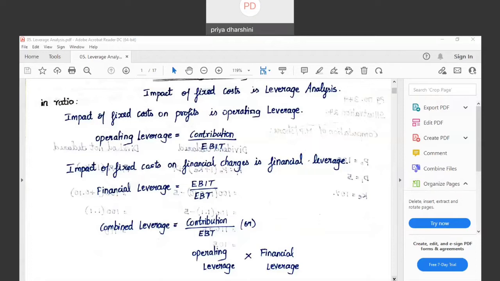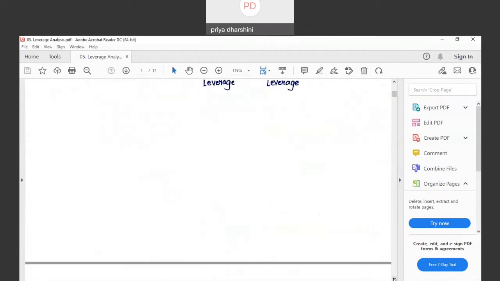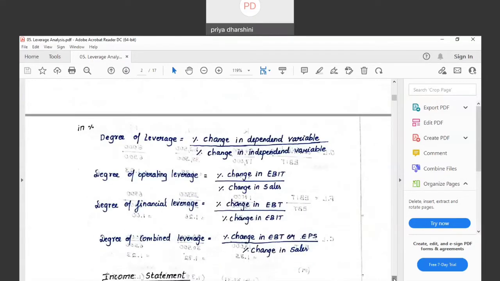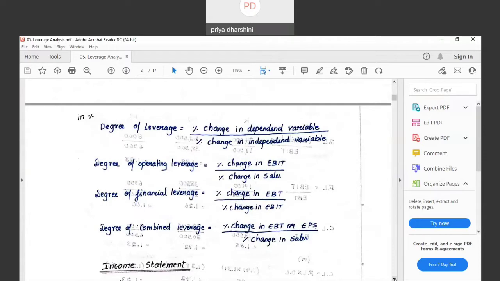Okay. Suppose in the question they say, represent it as a percentage. Suppose they say, what is the degree of leverage as a percentage? In such case, the formula will take a difference. To know the impact of fixed cost. Why are you studying CMA? To know the impact of fixed cost in profits is what you find as leverage.